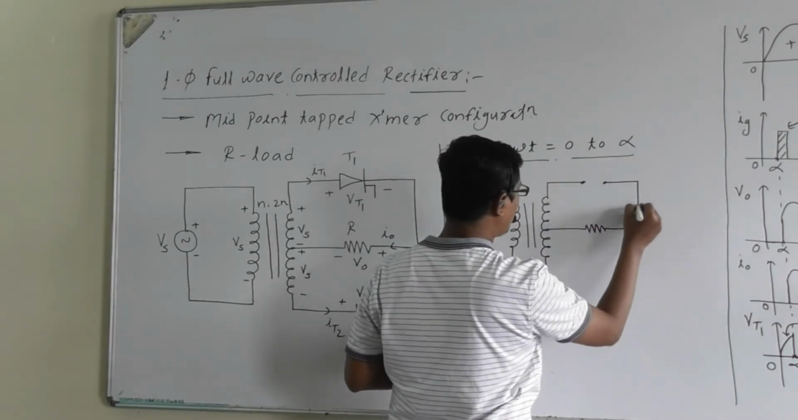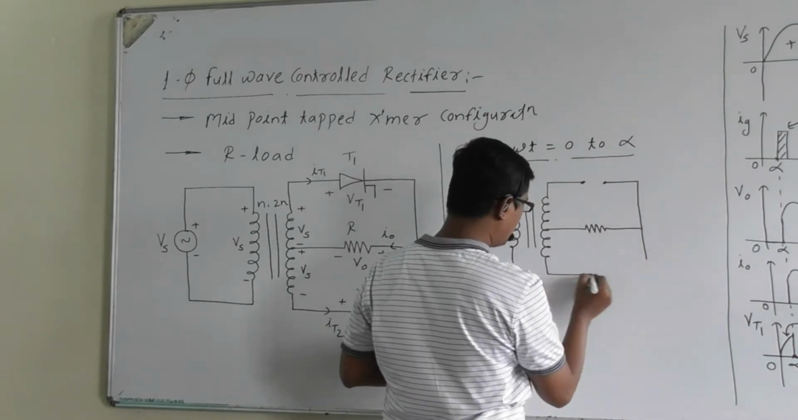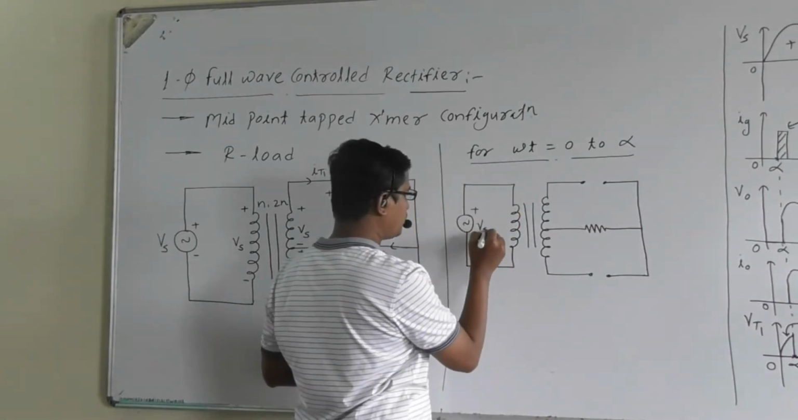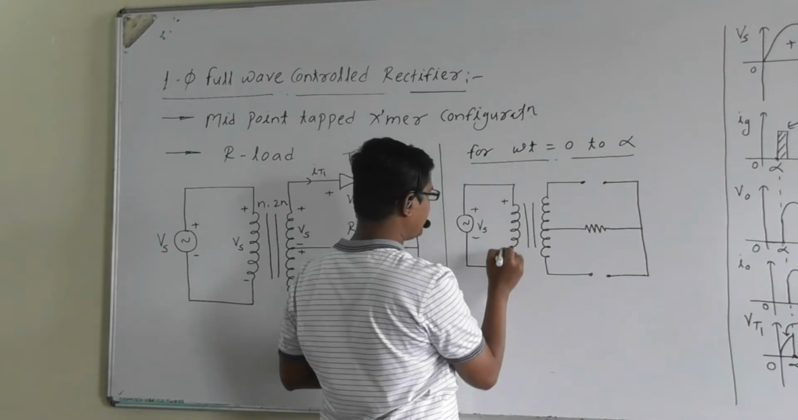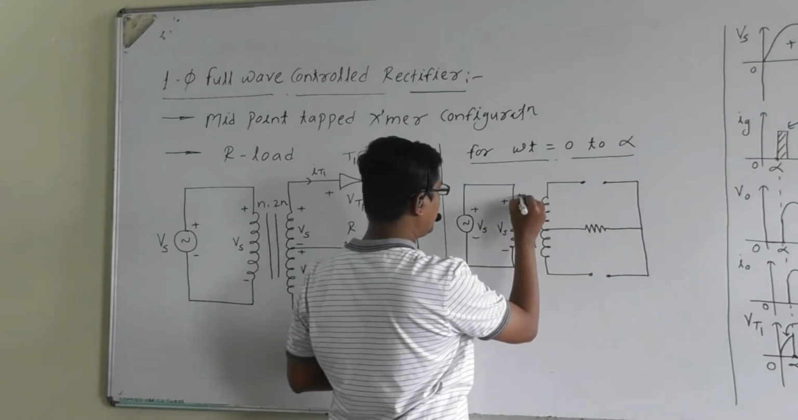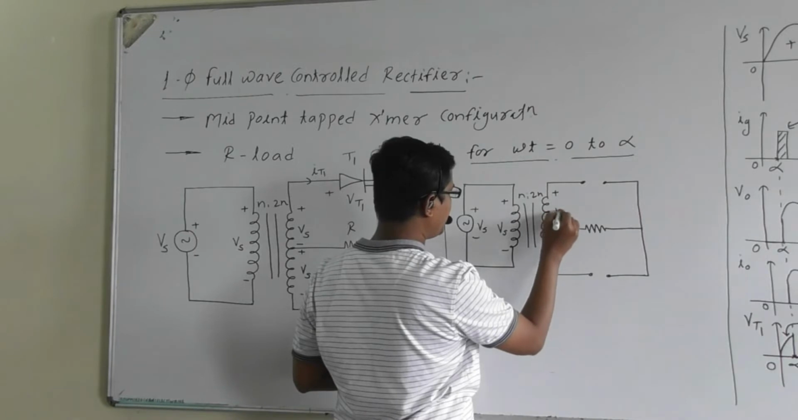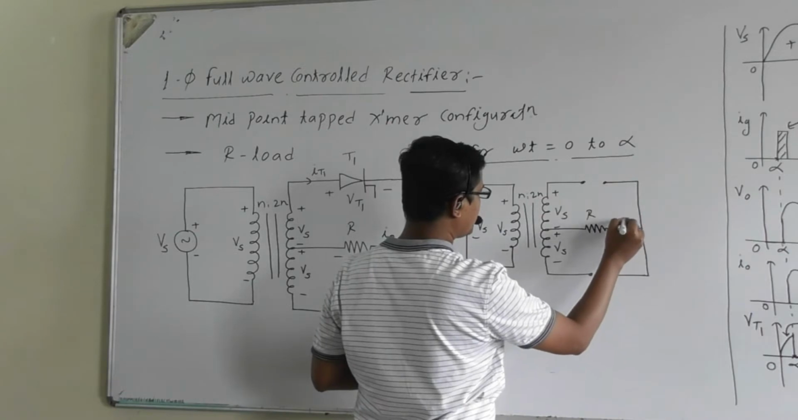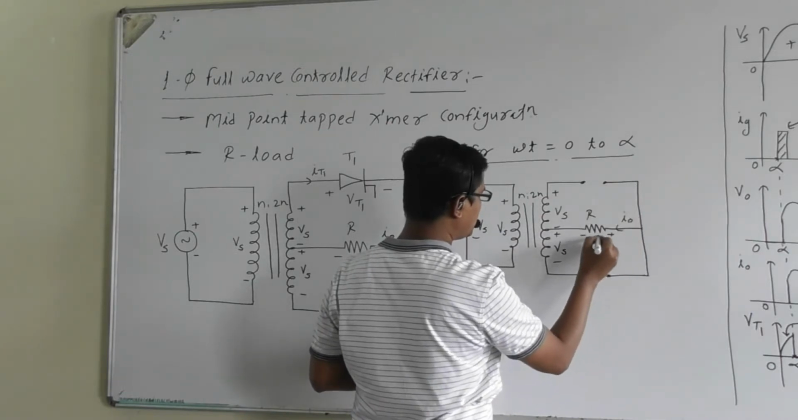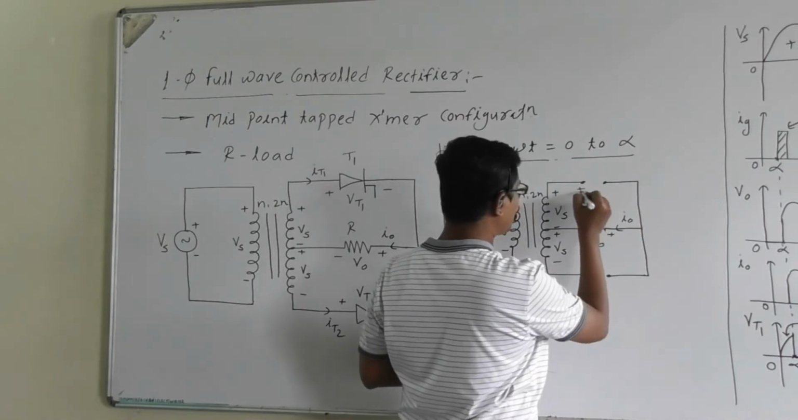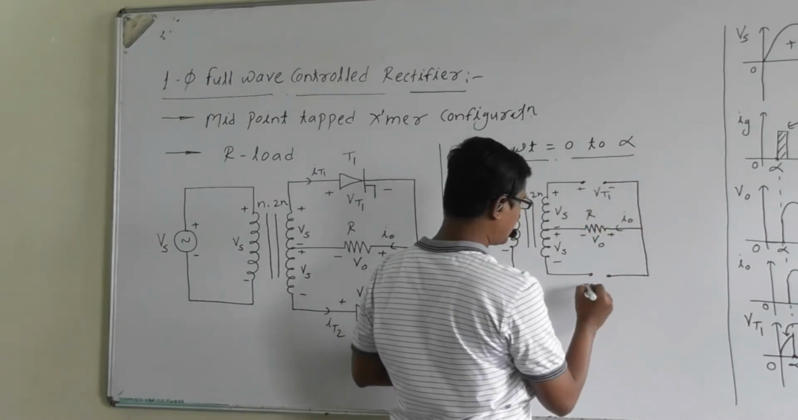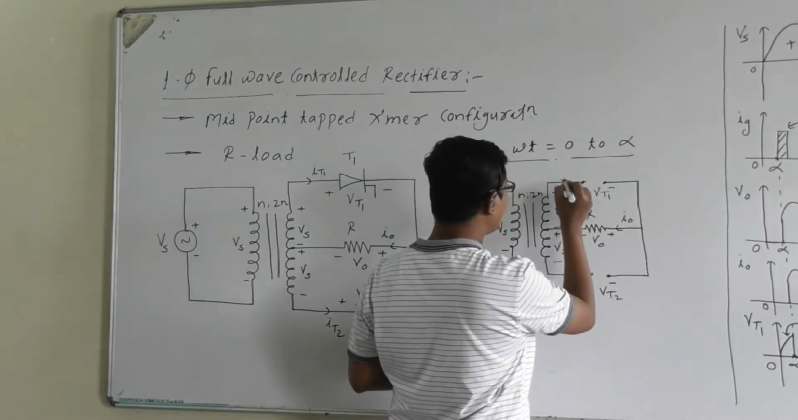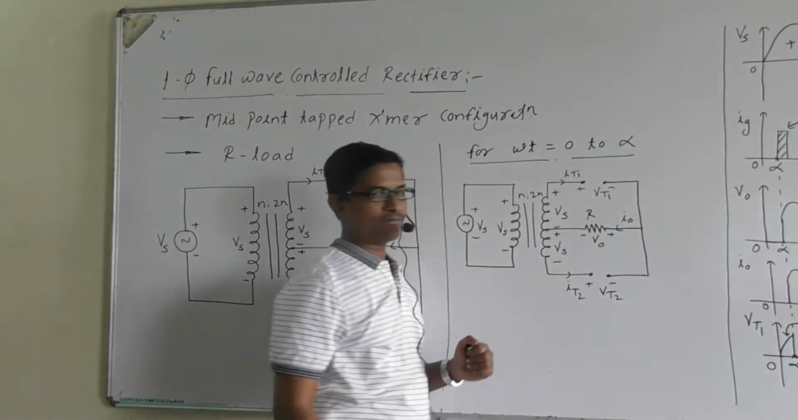Thyristor T1 is in the off state, thyristor T2 is also in the off state, right? So this is Vs from 0 to alpha, Vs is positive, right? Next, this is also Vs, with plus and minus here, resistance R, load current I0, load voltage V0, right? Voltage across thyristor T1 is VT1, voltage across thyristor T2 is VT2, this is IT2, and this one is IT1. Are you getting the point?